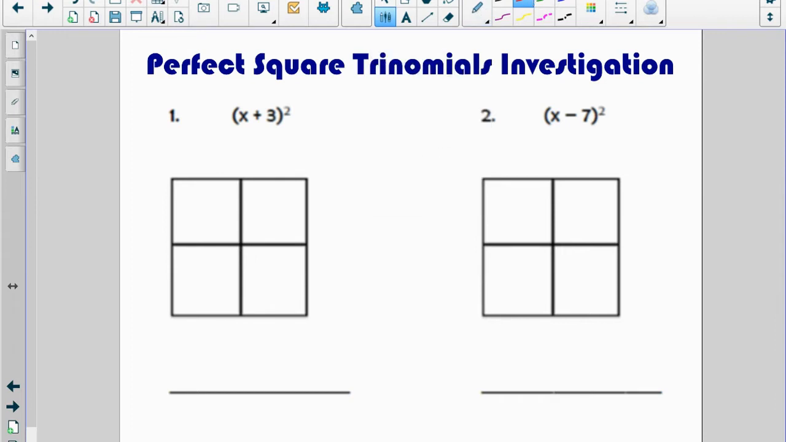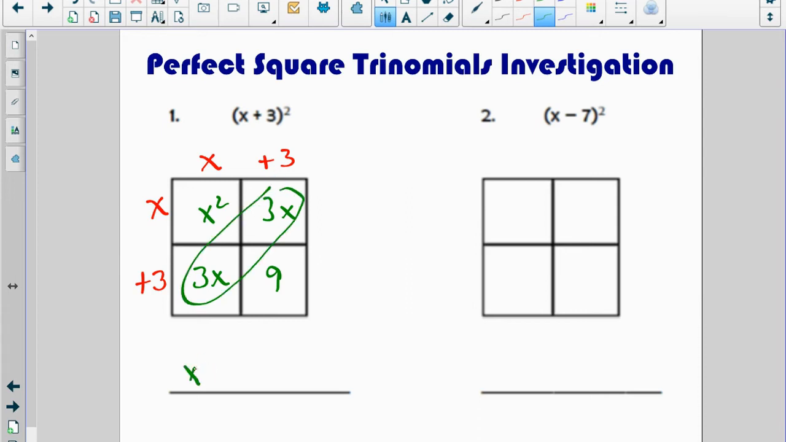So we have x plus 3 multiplied by itself, x plus 3. And when we do that, we'll get x squared, we get 3x, we get 3 times x again, and in the last box, we get 3 times 3, which is 9. So basically, we get x squared plus 6x plus 9 as the area of that area model.